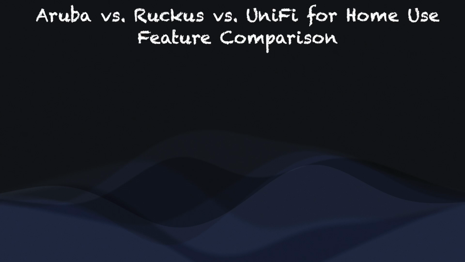In this multi-part comparison series for my journey of finding the best premium home Wi-Fi 6 setup, I will compare and contrast features amongst the latest version of Aruba Instant OS, Ruckus Unleashed firmware, and UniFi Network OS. Let's get started.